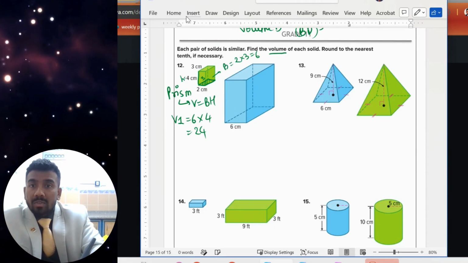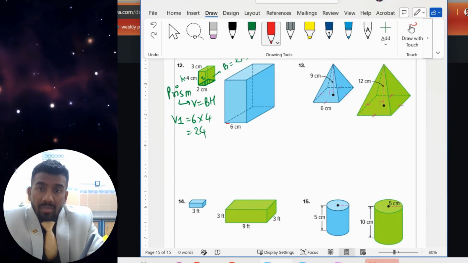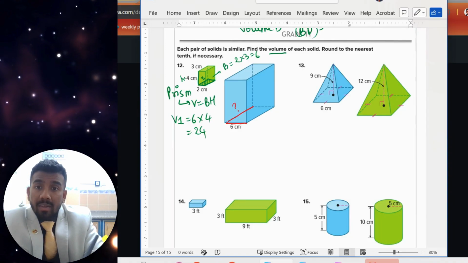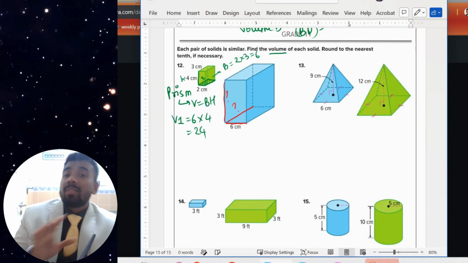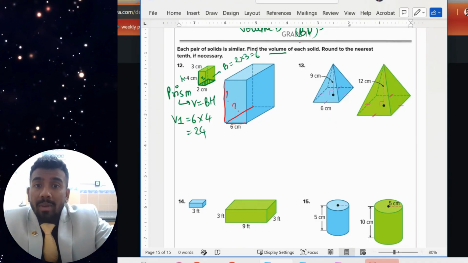Let me use another color so that it's distinct. So you have the width, but you don't have the length, and neither do you have the height. So you can't find the volume. So let that volume be V2. But we have this formula.